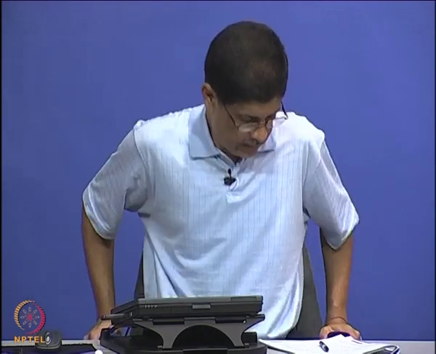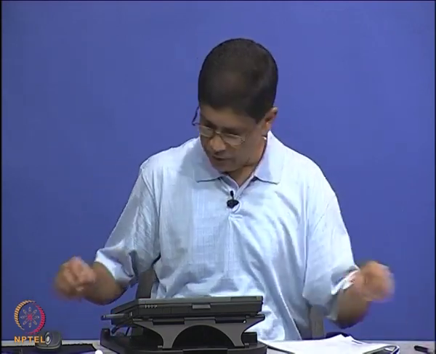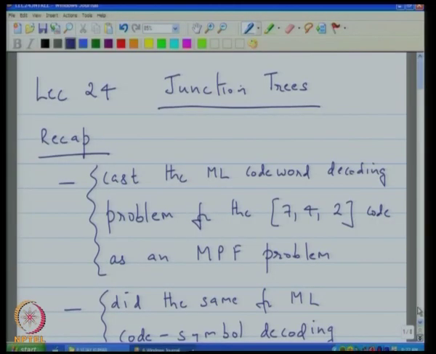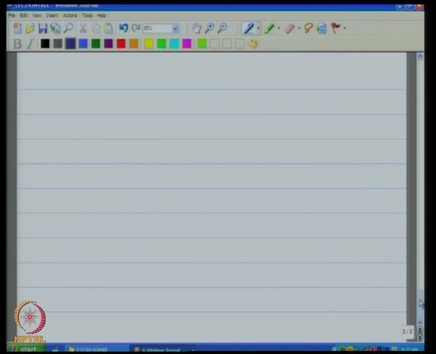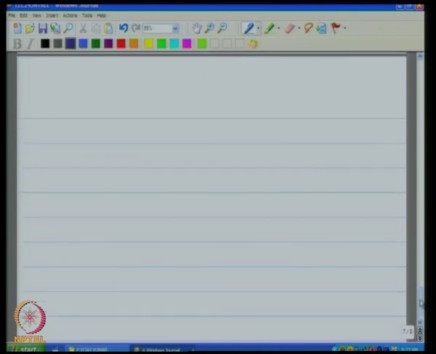Okay. And the first step in applying the distributive law, or the generalized distributive law, the GDL, is to attempt to organize the local domains into a so called junction tree. So, let us make a note of that.